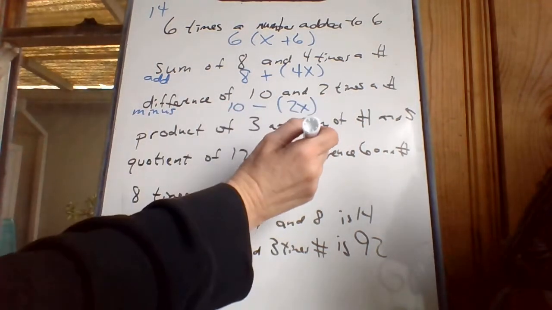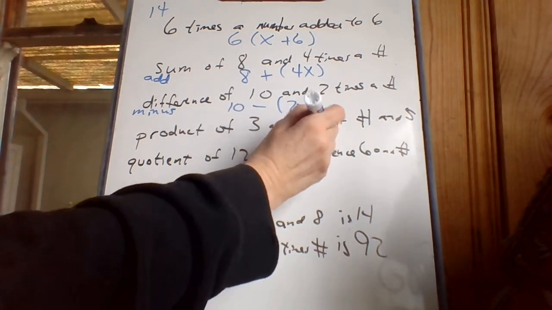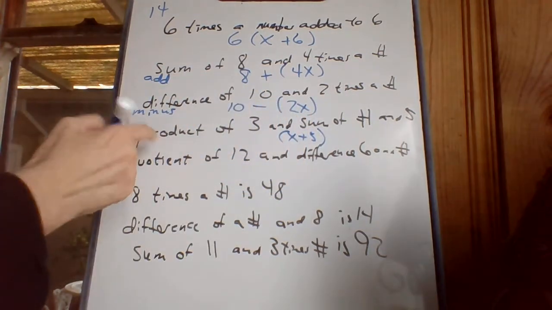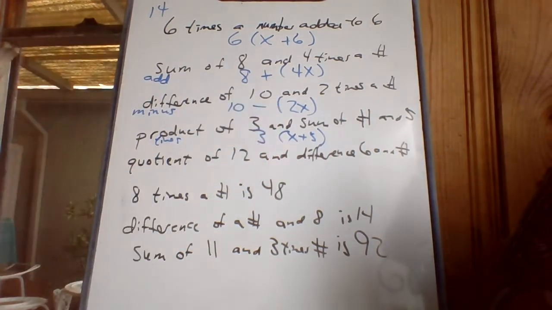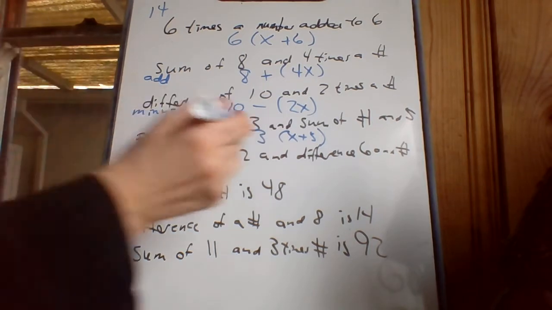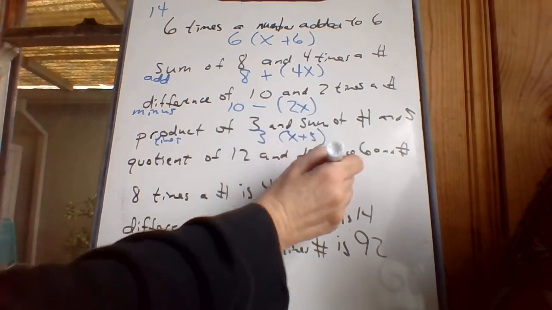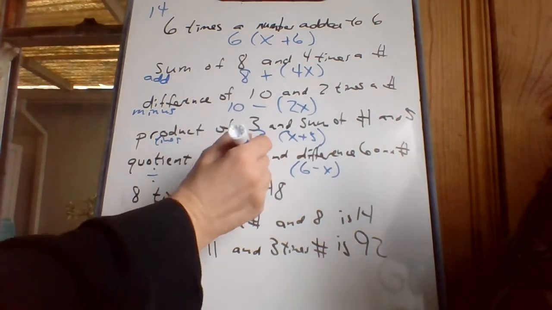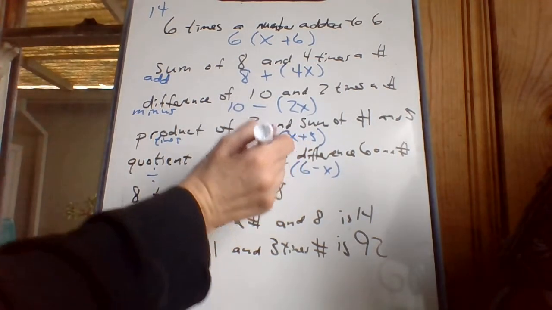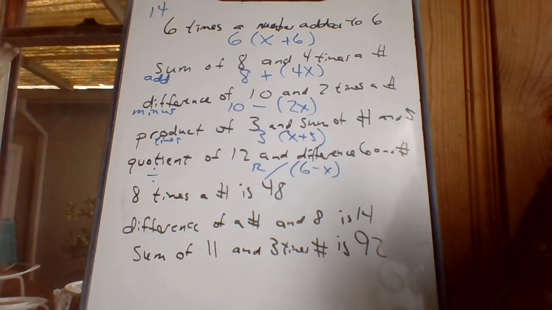All right, the sum of a number and 5, that would be x plus 5. The product means times, the product of 3 and the sum of a number and 5. None of these ask me to actually solve it or even distribute anything. Once I've translated, nobody asked me to do more. Just translate. Okay, difference of 6 and a number. Difference means subtract. The quotient means divide. Okay, so 12 divided by 6 minus x.